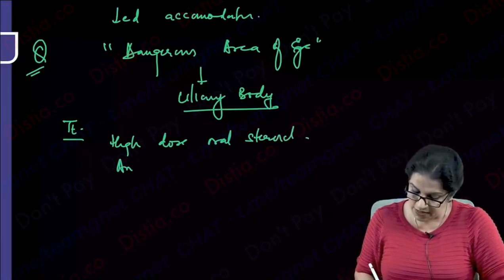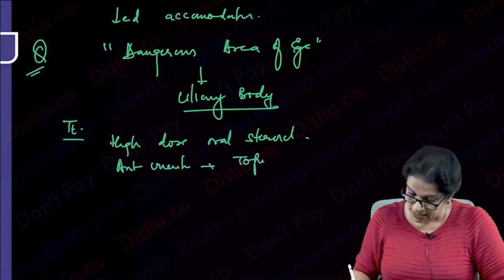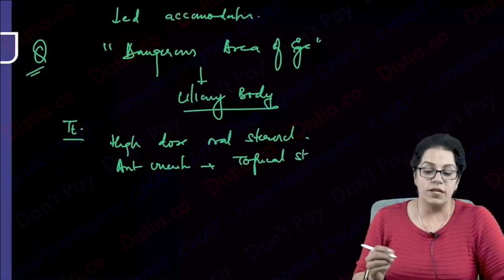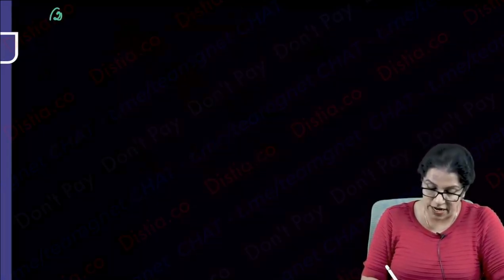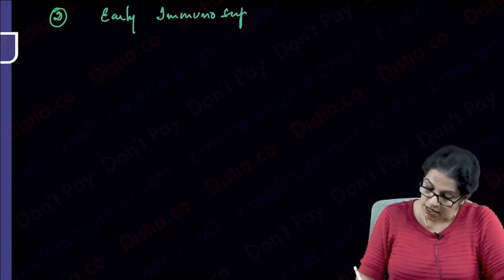If there is anterior uveitis, I will also treat it with topical steroids in this patient. Okay, this is how I am managing. What else can I do? I may also start, if there is a high risk, early immunosuppressive therapy to save the other eye. Okay.